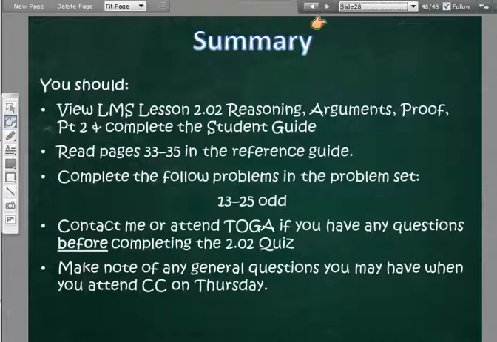And don't forget, you have a key. So look at the key to make sure your answers are correct, because that's how we learn best, is from our mistakes. Contact me or attend TOGA if you have any questions before you complete the quiz, and then make note of any questions you may have for when you attend CC on Thursday.